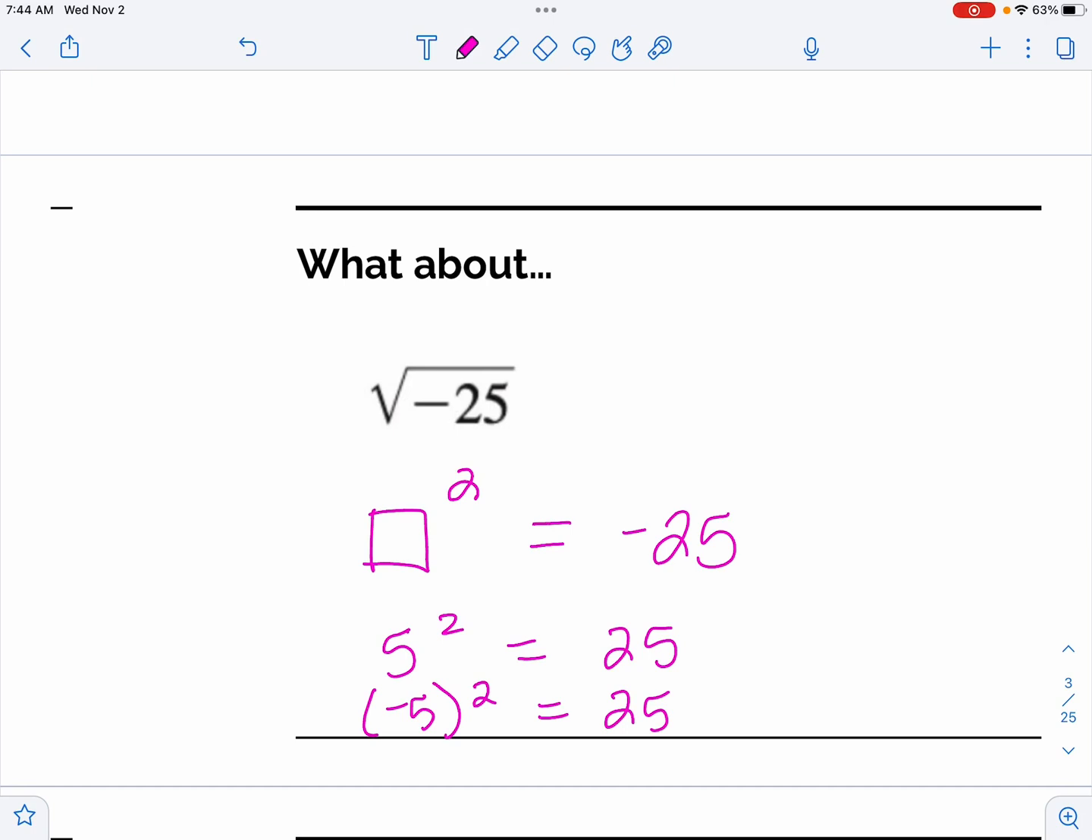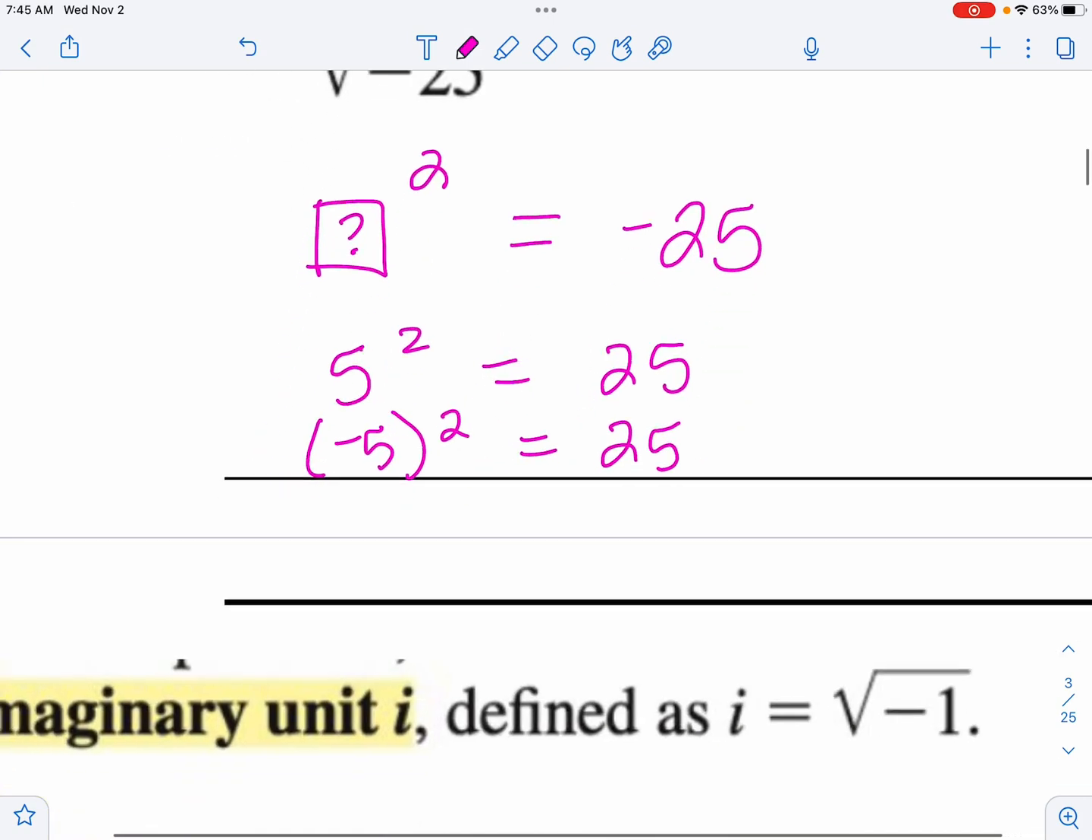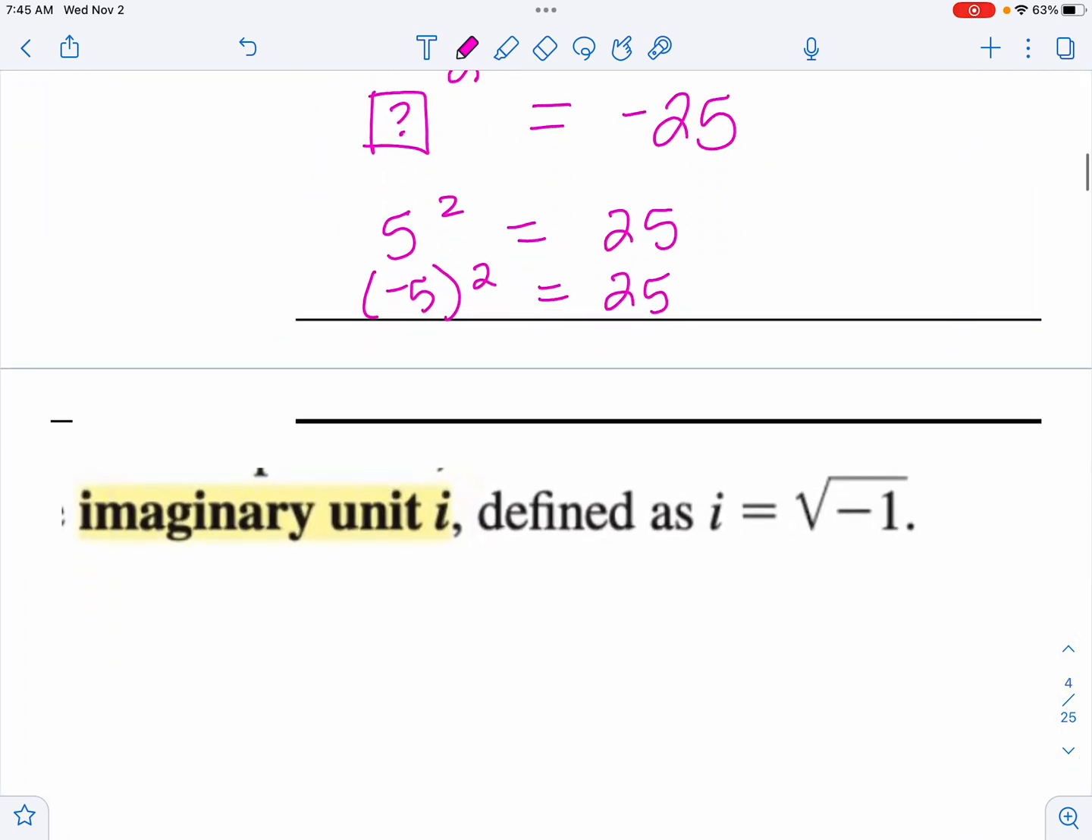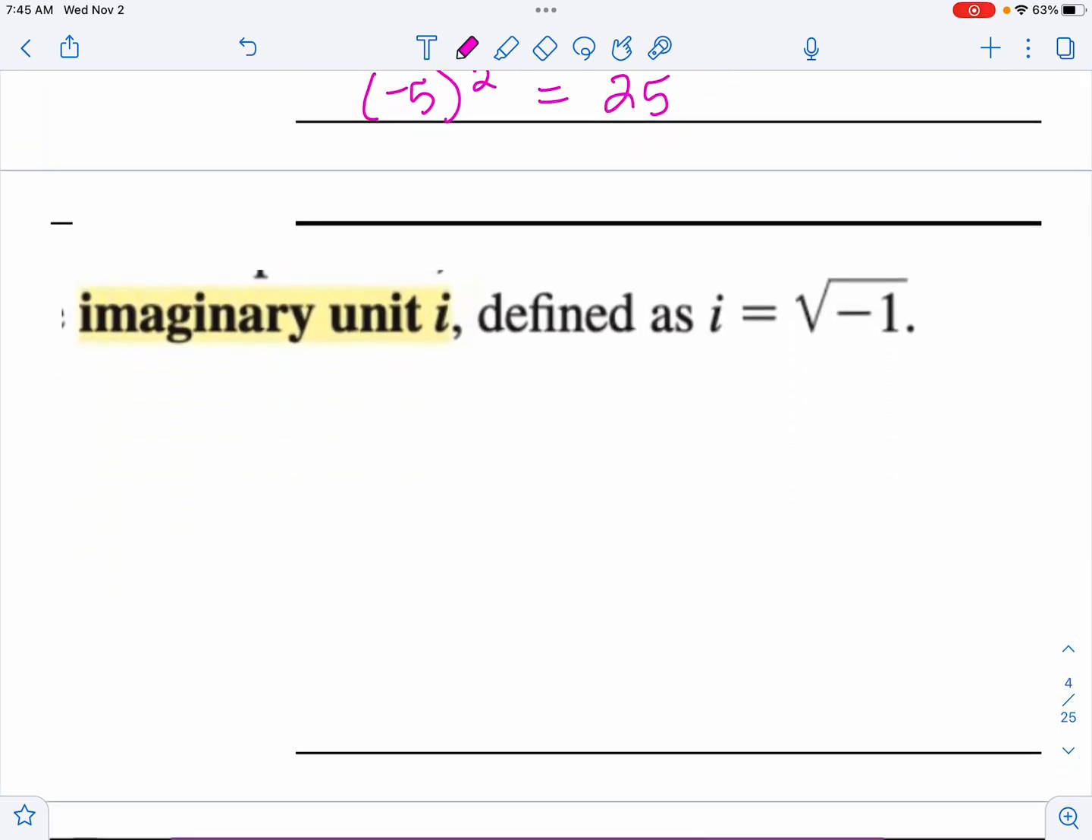So in short, there are not any real numbers that could go in this box here, because there's nothing that you can square to equal -25 or any negative number, until mathematicians invented a different type of number, which is called the imaginary unit.